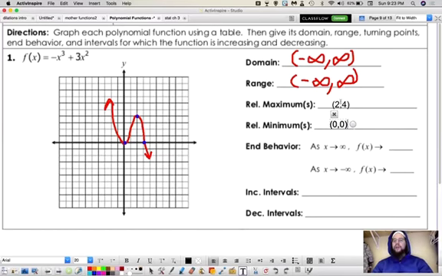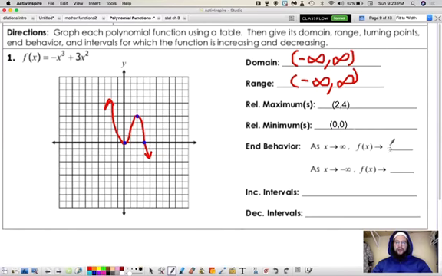What is my location of maximum? 2. What's the value of my maximum? 4. Keep that in mind. And behavior: up and then down. So as x gets really big, we're going down. Yes, as x gets really small, we're going up. And I can read from here what my interval of increasing is going to be and what my interval of decreasing is going to be. Again, you're American, read left to right. If you're not American, I don't care. Read left to right. That's how we read math.